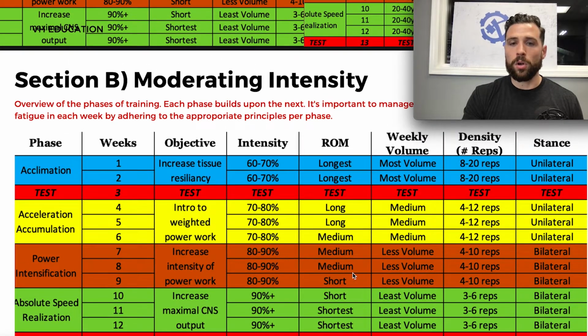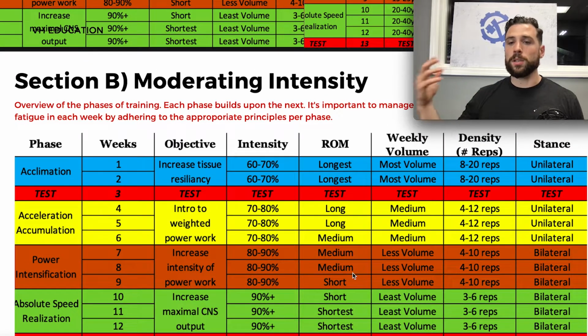Ranges of motion are the longest. Weekly volume, we're going to accumulate the most. Density, determined by Altis and Stuart McGill, is the total reps. This is where we're going to be able to handle the most sets and reps. And then stance is unilateral.